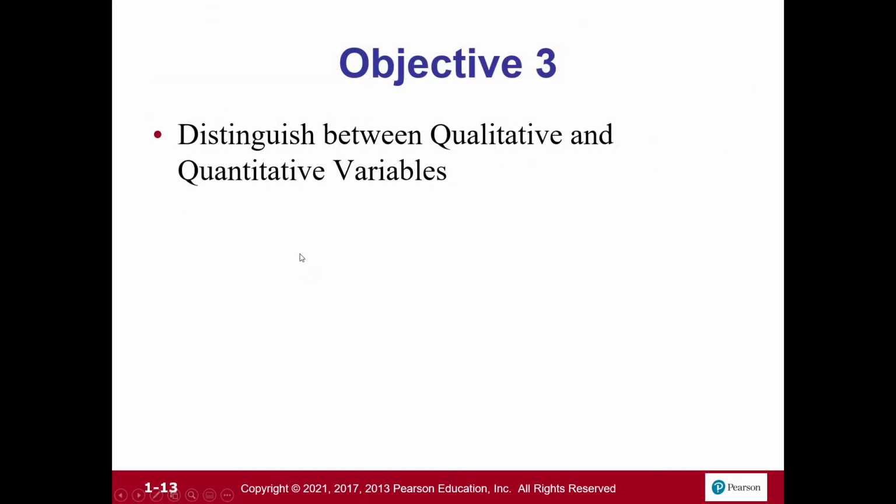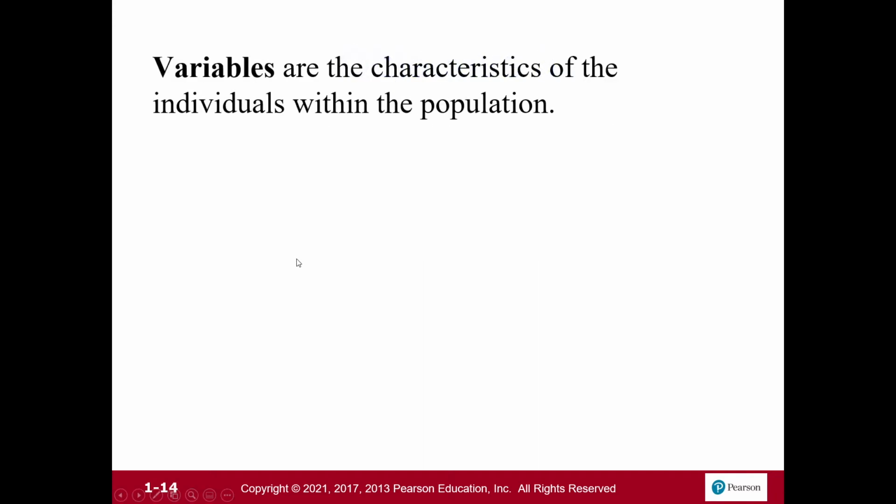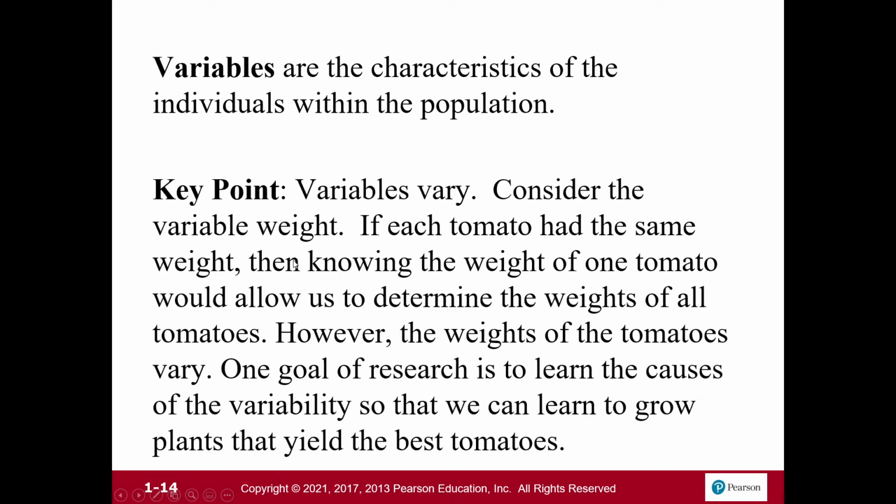Let's look at the third objective, and this is where you need to distinguish between the qualitative and quantitative variables. So variables are the characteristics of the individuals within the population. One thing to note is that variables do vary.